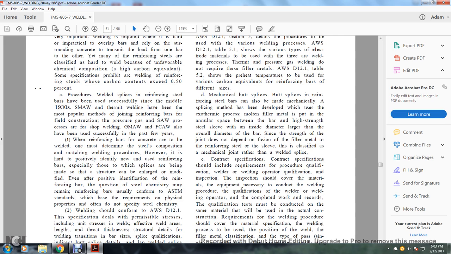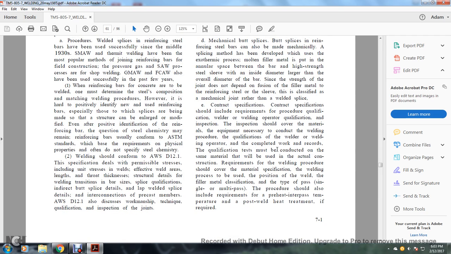D. Mechanical butt splices. Splices in reinforcement steel bars can also be made mechanically. A splice method has been developed which uses an exothermic process, with molten filler metal put into the annular space between the bar and a high strength steel sleeve with an inside diameter larger than the overall diameter of the bar. Since the strength of the joint does not depend on the fusion of the filler metal to the reinforcing steel or the sleeve, this is classified as a mechanical joint rather than a welded splice.